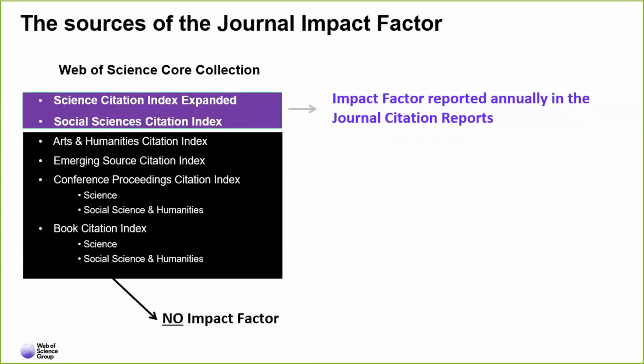There is no impact factor for arts and humanities journals. There is no impact factor for journals indexed in the Emerging Sources Citation Index. There is no impact factor for conference proceedings and for books.